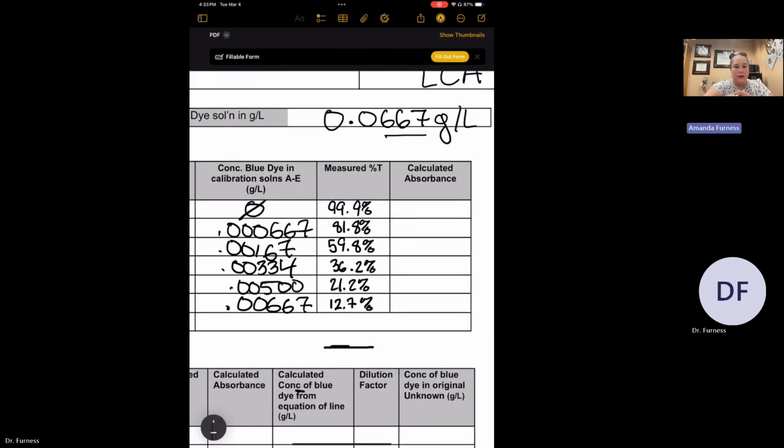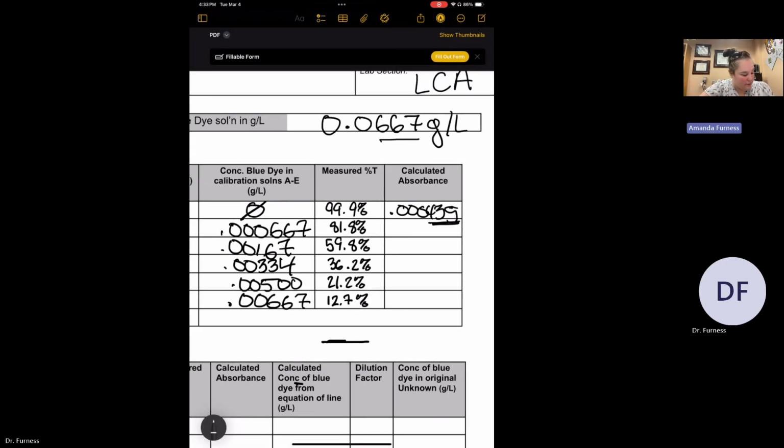Now again, we can have 3 significant figures here. So just for sake of not boring you, I won't write them all out, but this would be 0.123435. All right, again, these would be my 3 sig figs. So for calculated absorbance, our measured transmittance all has 3 sig figs. That means that our calculated absorbance can only have 3 sig figs.